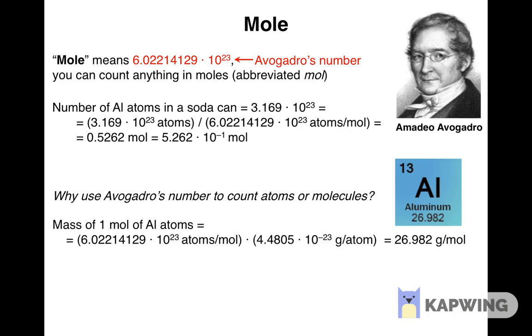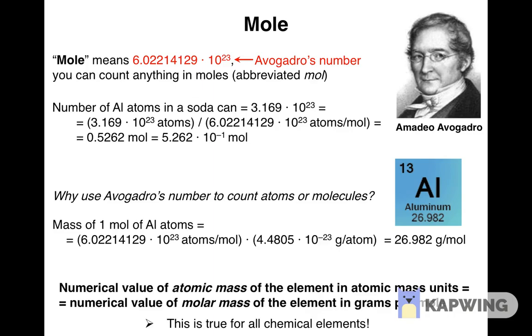Therefore, if 1 aluminum atom has a mass of 26.982 atomic mass units, then 1 mole of aluminum atoms will have a mass of 26.982 grams. The mass of 1 mole of atoms of an element is called the molar mass of that element.